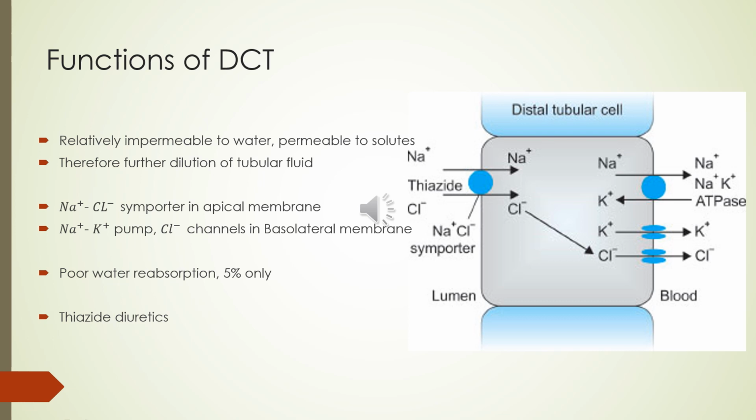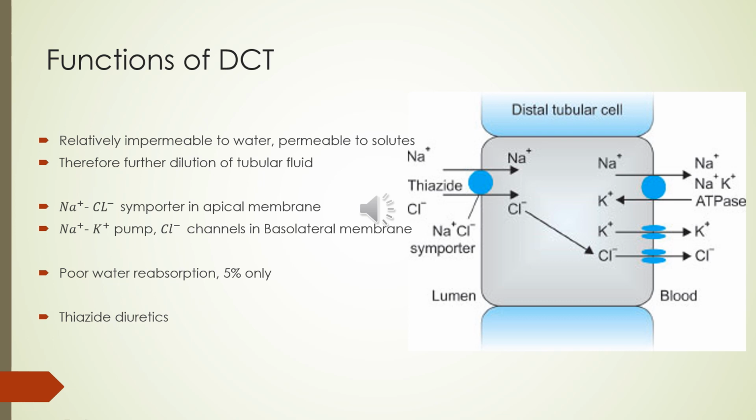And due to the transfer of these substances from the tubular fluid into the interstitial fluid, an osmotic gradient is developed, but still there will not be any considerable amount of water reabsorption, as it is relatively impermeable to water. Only 5% of water reabsorption occurs in this DCT. And the action of thiazide diuretics is targeting the sodium ion, chloride ion symporter located in the apical membrane of the DCT.